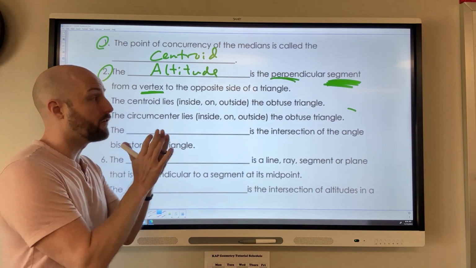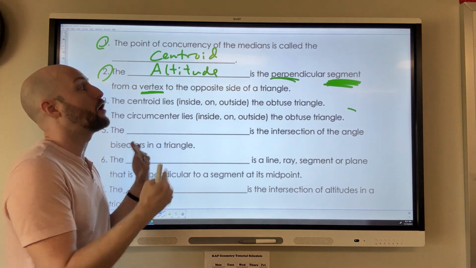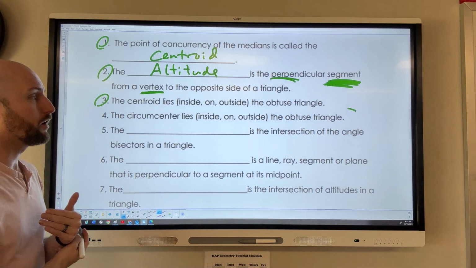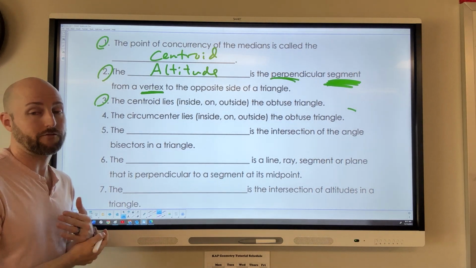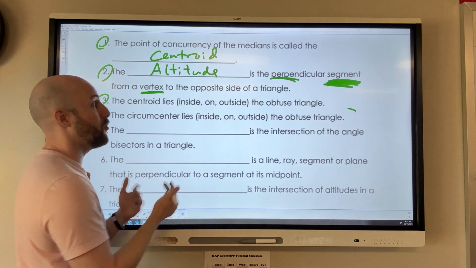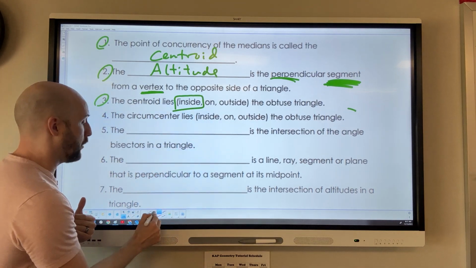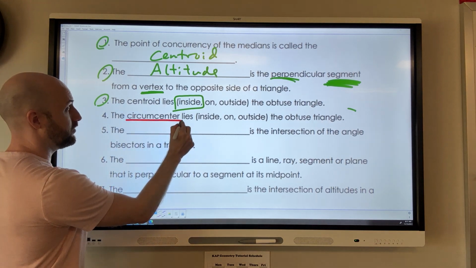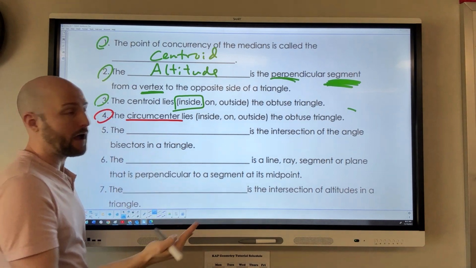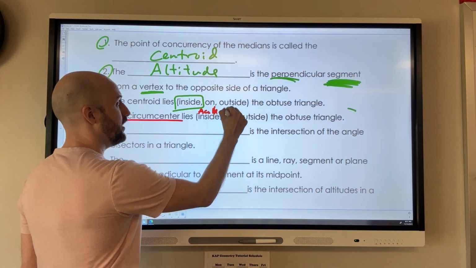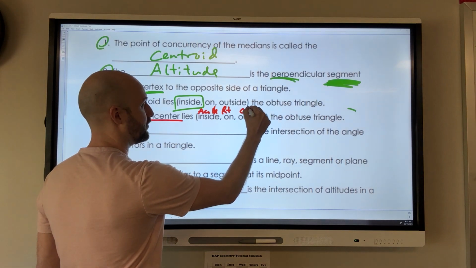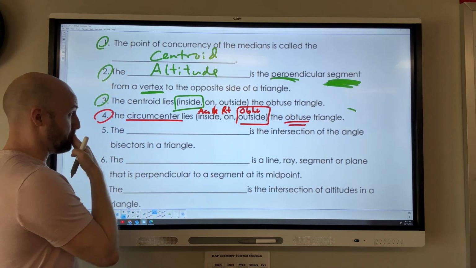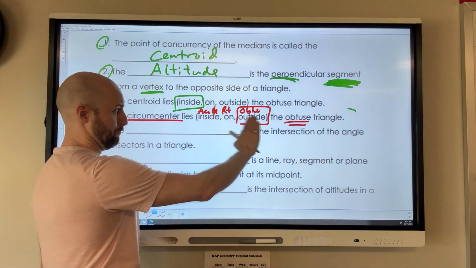Are they talking about one of the little things called the altitude, or are they talking about when all of the altitudes intersect? Number 3 says the centroid lies in, on, or out of an obtuse triangle. So we need to know from our notes page that the centroid is always inside, no matter what. I will point out, if I didn't mention this before, that the circumcenter can be in, on, or out. The in is always for the acutes, the on is for rights, and the outside is for the obtuse. So when they say obtuse triangle, it is outside if it's one of the ones that shows up in different places.